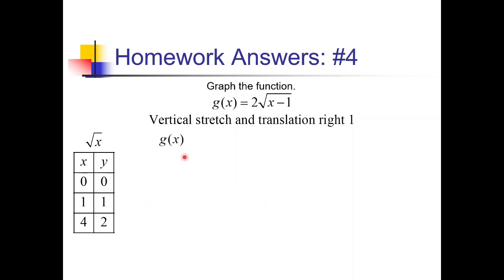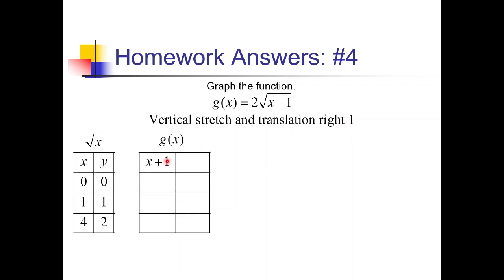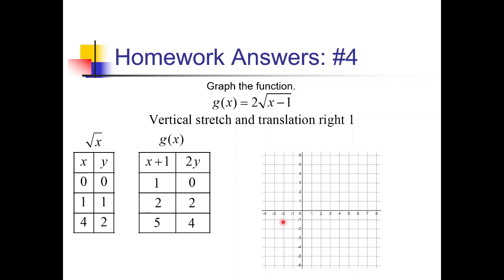And then for the g of x table now, since we're going right 1, we have x plus 1 for that rule, and the vertical stretch outside makes us do 2 times y. So adding 1 to each of these x values, 0 becomes 1, 1 becomes 2, 4 becomes 5, and then we're going to multiply the y values by 2, so 0 is still 0, 1 becomes 2, and 2 times 2 is 4. Let's graph these points out.